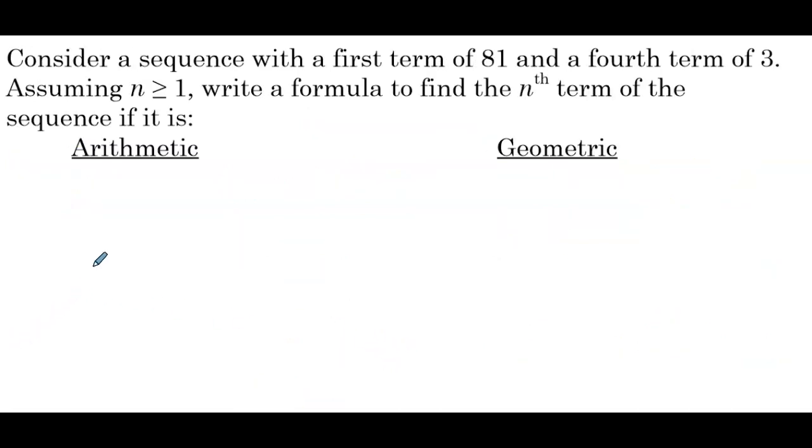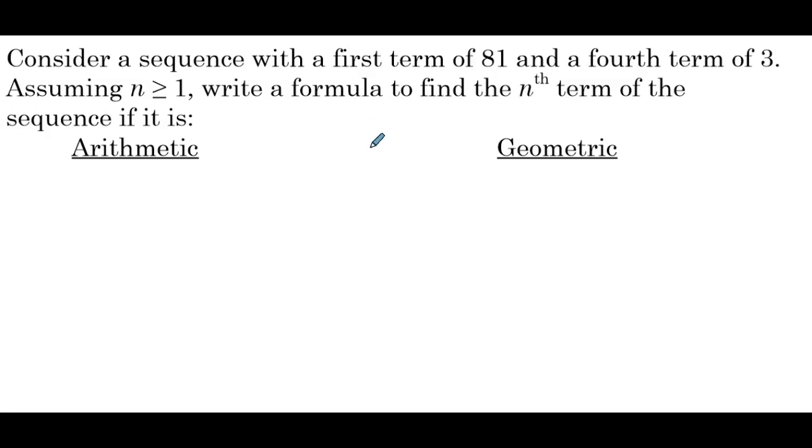Our last example, consider a sequence with a first term of 81 and a fourth term of 3. Assuming n is greater than or equal to 1, write a formula to find the nth term of the sequence if it is arithmetic and if it's geometric. So basically what we're doing is we're taking the same two terms that we've been given. In one case, we're thinking about them as terms of an arithmetic sequence, and in the other case, we're thinking about them as terms of a geometric sequence.